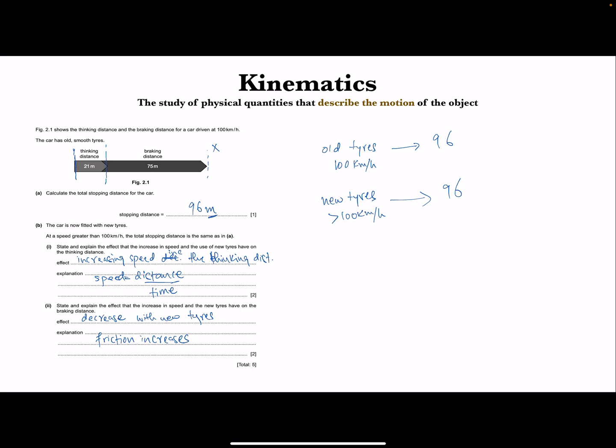So you can see that the thinking distance increased with the greater speed. Let's say it became 30 meters, but the braking distance decreased to, let's say, 96 minus 30, to keep the stopping distance the same, 66 meters. But the stopping distance is the same.